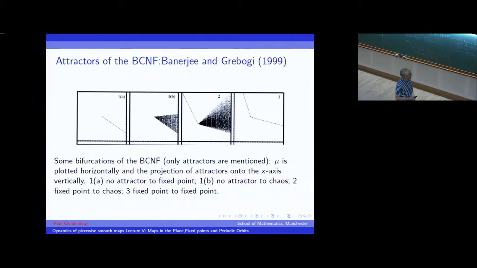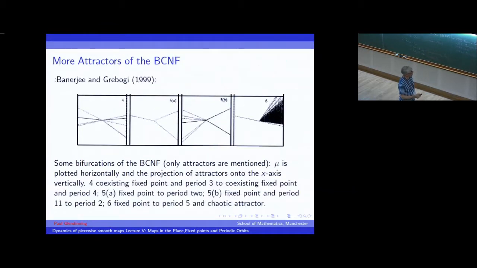What this is meant to show is that you can get a transition. This is the parameter, four different pictures, and they actually had rather more. I can't remember whether I do have the next set too. So this is going from no attractor to a stable fixed point. This is no attractor to stable chaos. This is stable fixed point going to chaos. This is stable fixed point going to stable fixed point. Keep going.